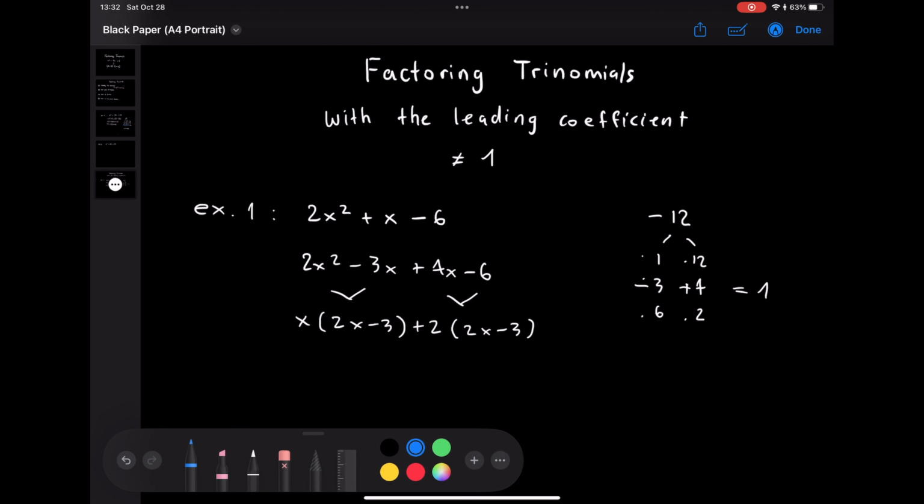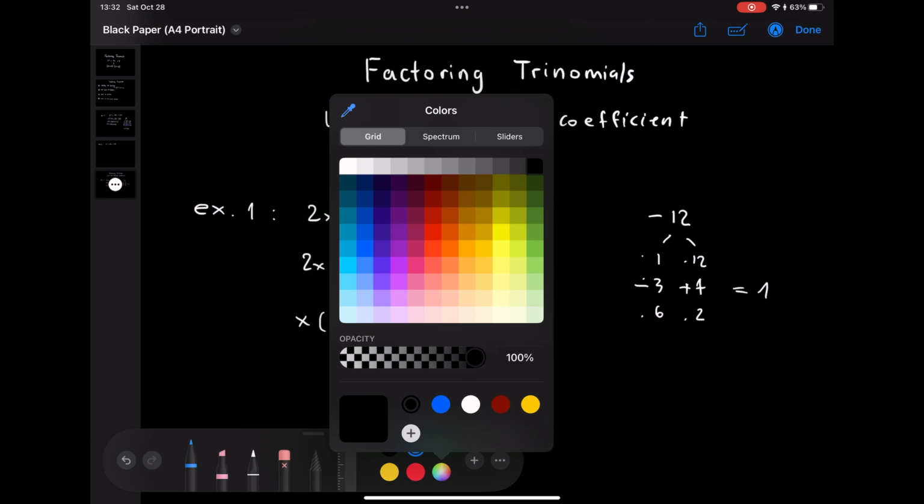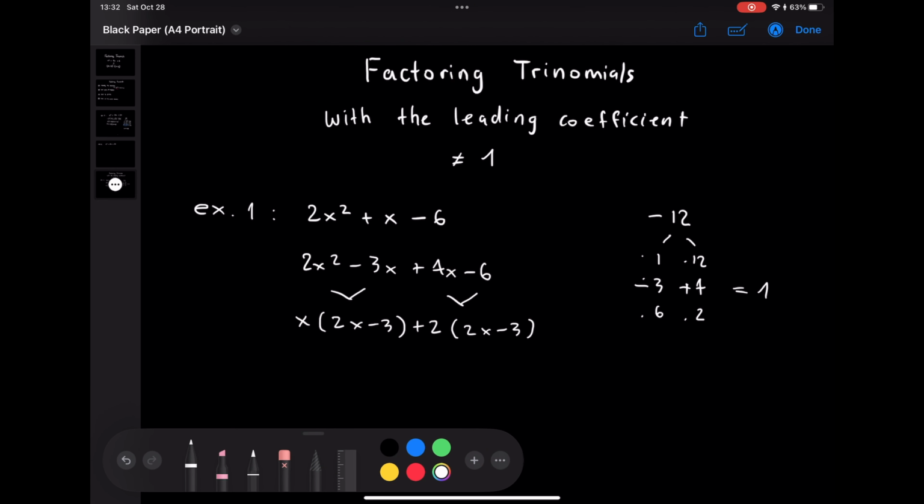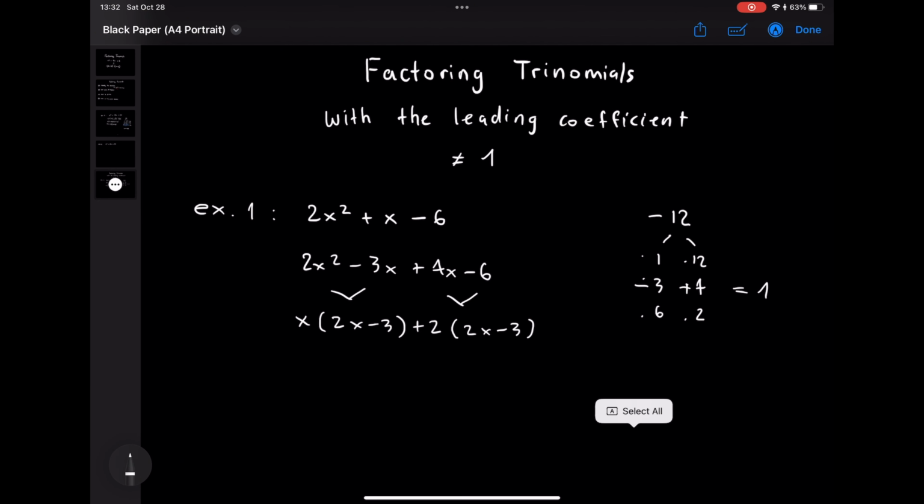And something to just keep in mind is that every time you have two binomials that are the same, you're most definitely on the right track, because that's exactly what we're trying to get. So now we have left x plus 2 multiplied by 2x minus 3. And that's really it. It's quite simple, actually.